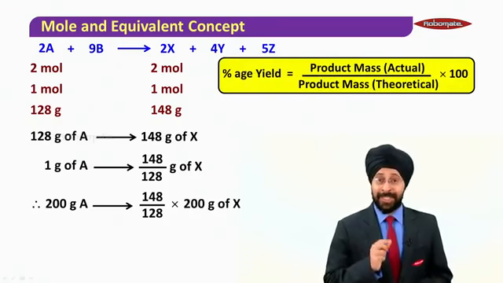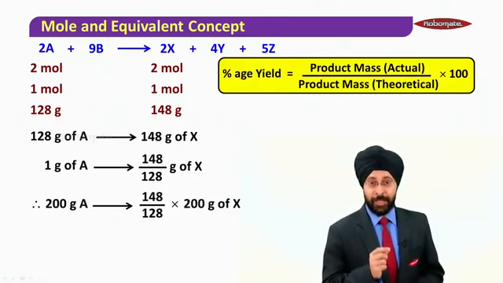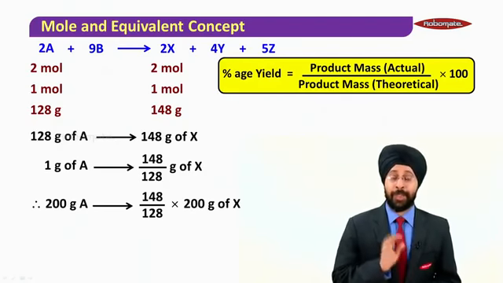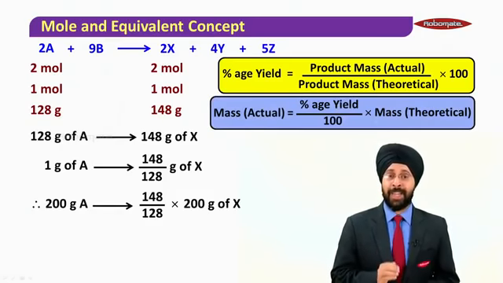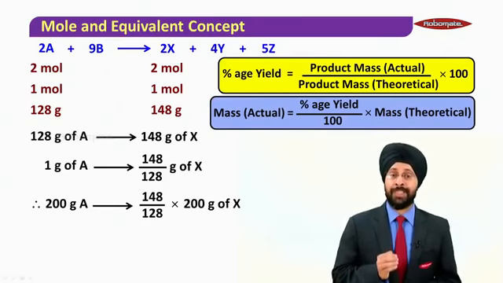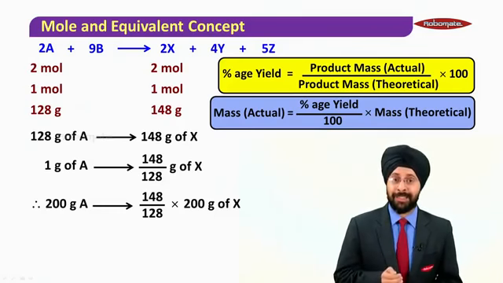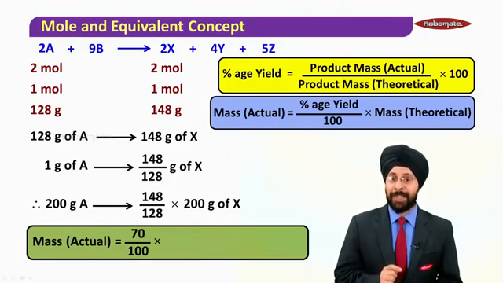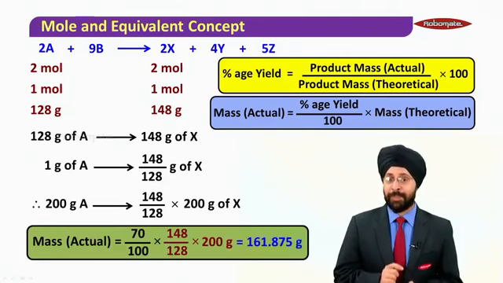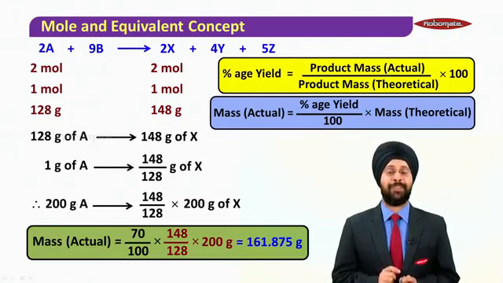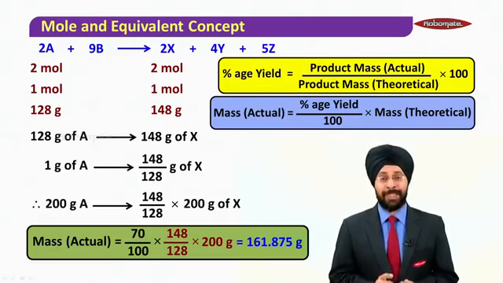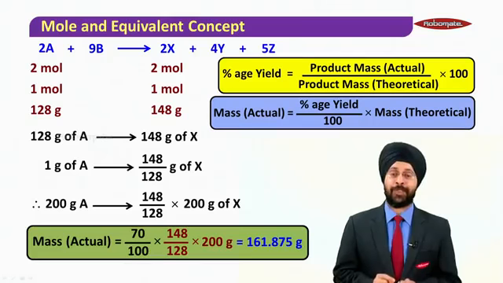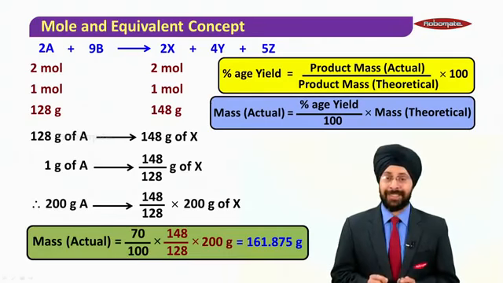Now, since percentage yield is equal to product mass actual divided by product mass theoretical times 100, इस इक्वेशन को रीअरेंज कर लेते हैं क्योंकि हमें तो मास एक्चुअल चाहिए. So we can write it down as mass actual equal to percentage yield by 100 times mass theoretical. Now putting in the values, yield की वैल्यू है 70%, so 70 by 100 times this much mass, and that is going to give us 161.875 grams. So first we calculate the theoretical amount, and then we calculate the actual amount using the yield. Thank you.